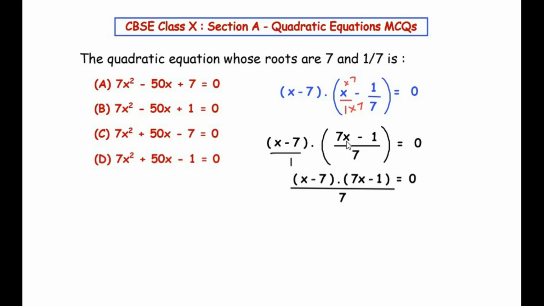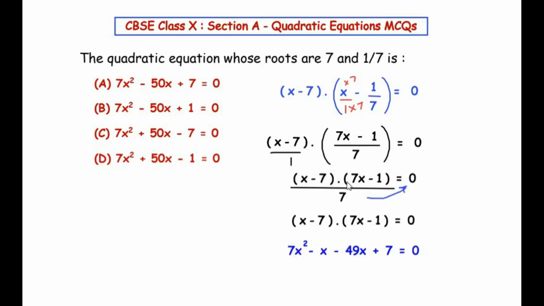Now this becomes x minus 7 over 1. So the numerators will multiply together to give us x minus 7 times 7x minus 1. The whole thing gets divided by, now the denominators will get multiplied, giving us 1 times 7 as 7 equal to 0. Now in the next step, this denominator goes on the other side of equal to sign and it multiplies with 0, giving us x minus 7 times 7x minus 1 equal to 0.